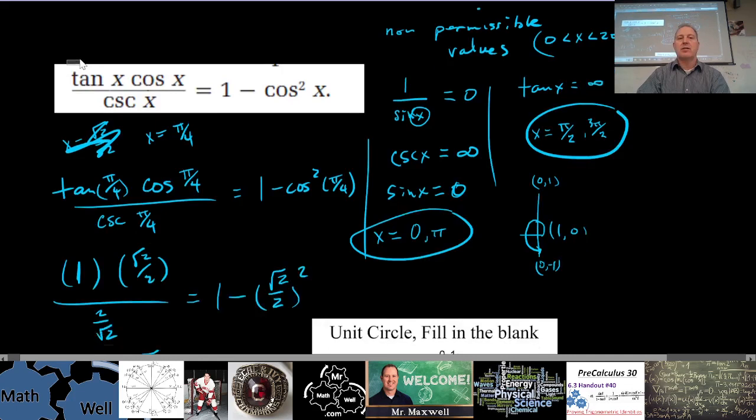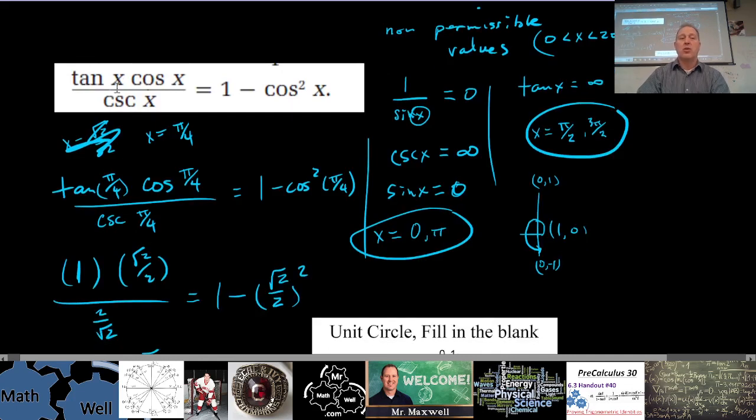So tan x is sine x over cos x, so cos x cannot be equal to 0. You'd have to figure out what values make cos x equal to 0, and you can't choose those to test. Cosecant is 1 over sine, so sine of 0, you can't have that one either. So the non-permissible values would be these 4 that you cannot choose, but you can choose any other one.